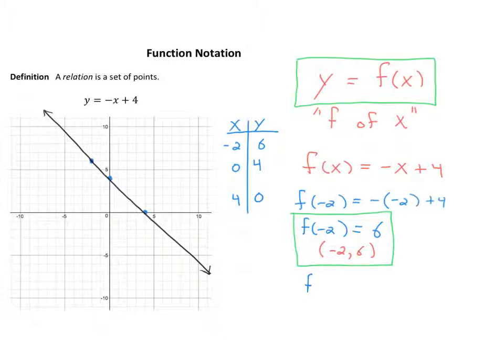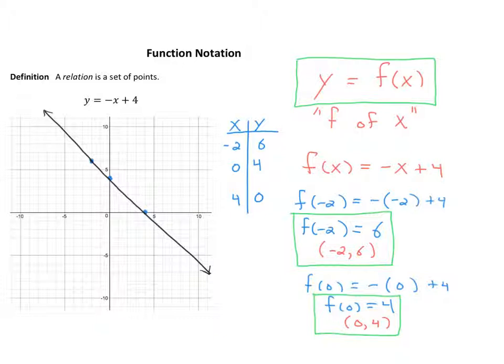So f of 0 means you go to your function. Wherever you see the x, you put in 0 with some parentheses. No surprise that when you simplify this thing, you get 4. And here we have f of 0 is equal to 4. That's the same thing as the point 0 for x and 4 for y. So again, these two things are the same thing. This means if you go to 0 for x and put that into your function, it gives you 4 back for y. And we could do this for the other point as well.